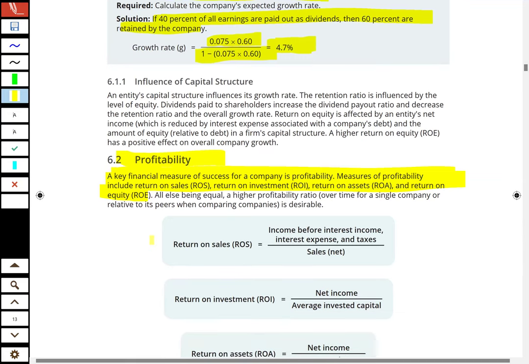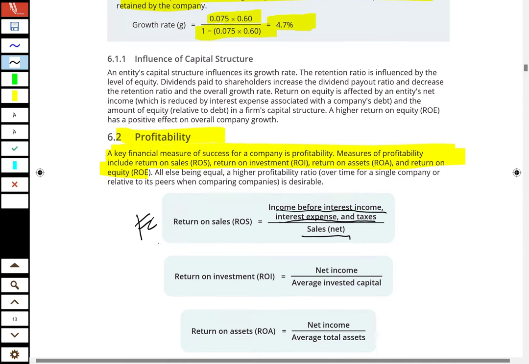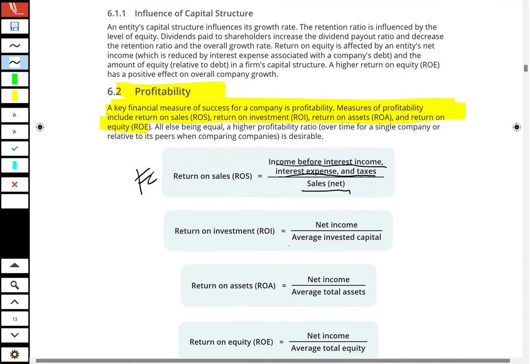But basically, you have the return on sales, okay, which is net sales. Net sales is what? Sales minus returns, minus returns or any allowances, discounts, whatnot, okay? And then we take income before interest income, interest expense, and taxes, okay? So they may make you calculate that, and that gives us the return on sales. Okay. Return on investment. We take the average invested capital.